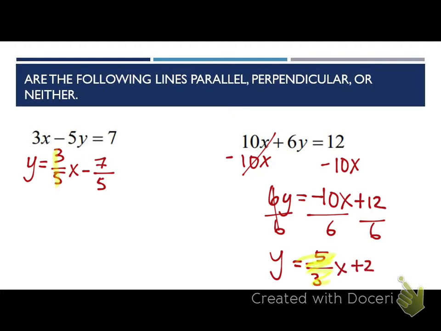So you compare these two slopes. We got 3/5 and negative 5/3. Are they parallel, perpendicular, or neither? Perpendicular. They are the opposite sign and flipped of each other.